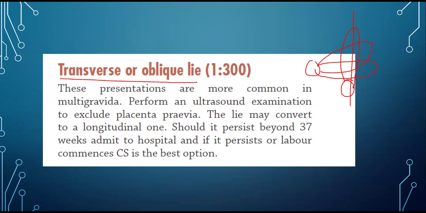Normally by 36 weeks, again you will check if the lie got normal by itself. If by 36 weeks it is still not changed, and should it persist beyond 37 weeks, admit to the hospital, and cesarean section is the best option. So you can do another scan at 36 or 37 weeks, but if by 37 weeks it hasn't changed position, you will go for elective cesarean section.